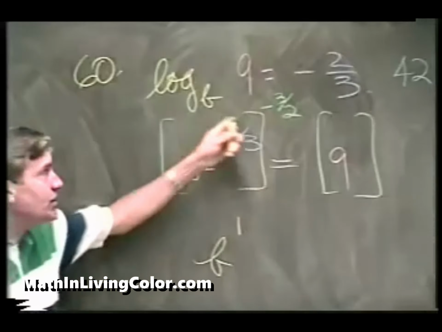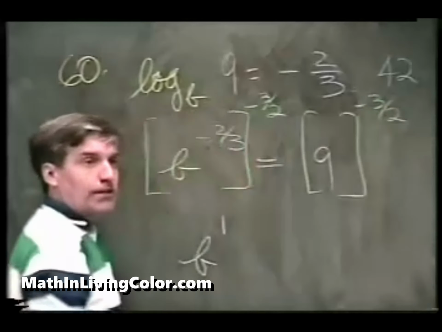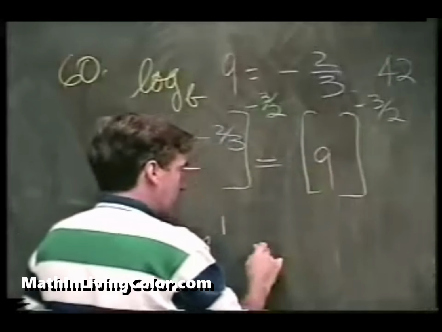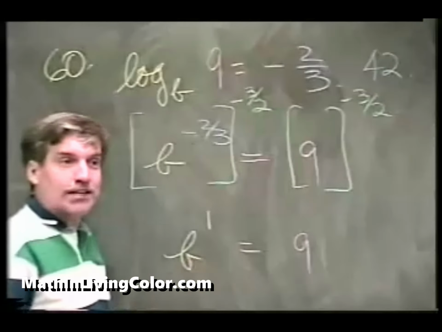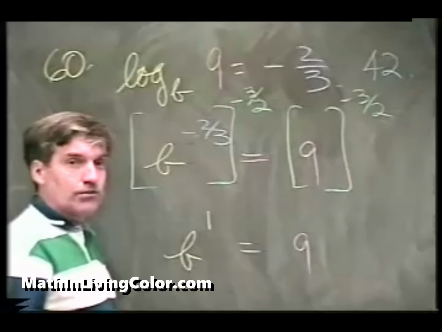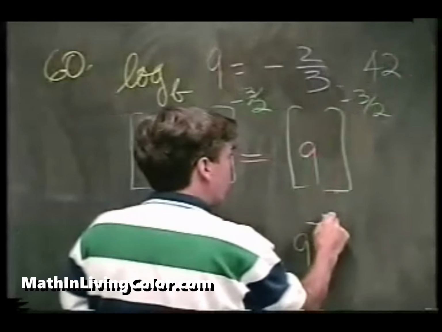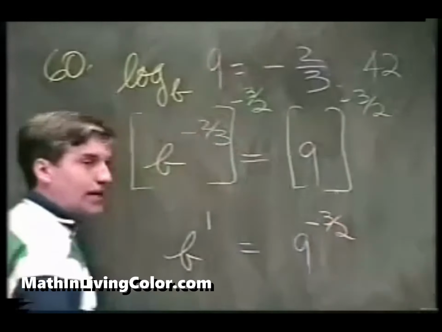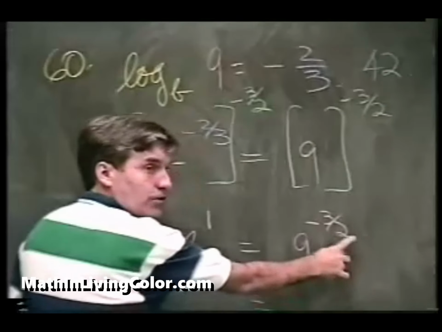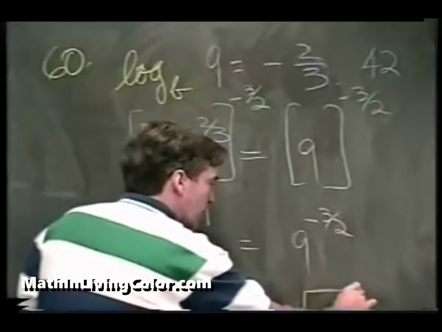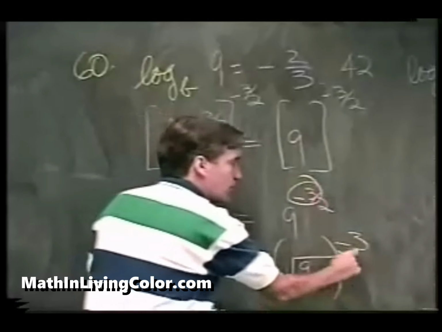So if you raise this side to the negative 3 halves, we'll raise the other side to the negative 3 halves power as well. That means take 9 as the base number and raise it to the negative 3 halves power, which you can do with a calculator or in your head, whichever happens to be the easiest for you. That's what we need to calculate: 9 to the negative 3 halves. If you do it in your head, it would be the square root of 9 and then raised to the negative 3 power, right?